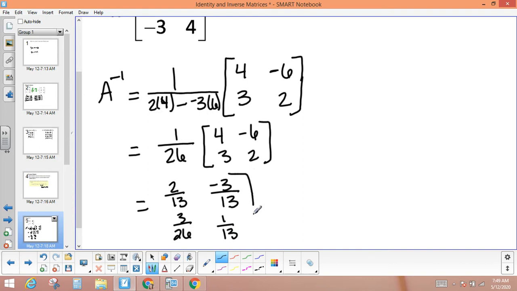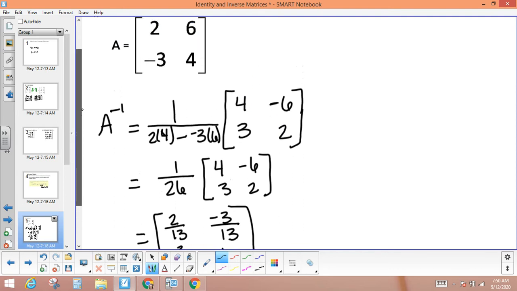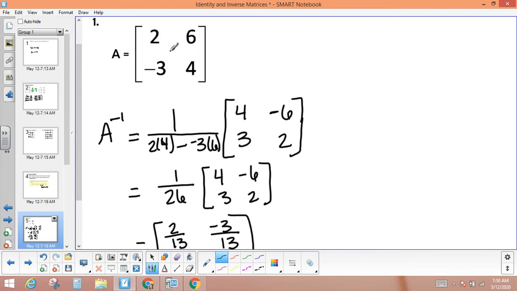So will an inverse always have fractions in it? Not always, but the majority of the time, yes, because you're going to multiply a fraction times a bunch of numbers. You will likely get a fraction. But it could work out to be integers in there. Okay, so that's how you find the inverse of a 2 by 2. We're going to do 1 over the determinant. And then we switch the numbers on this diagonal, and we change the signs on this one.